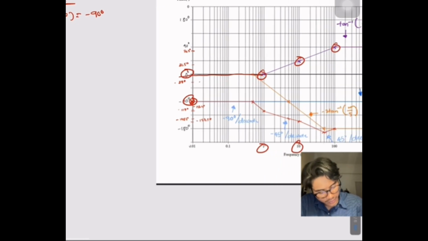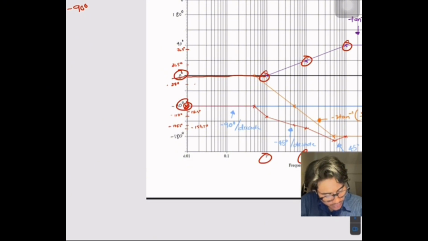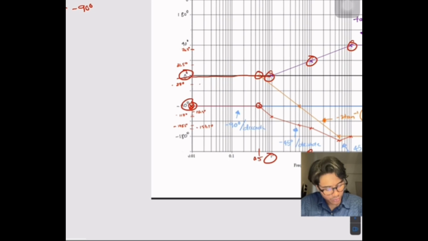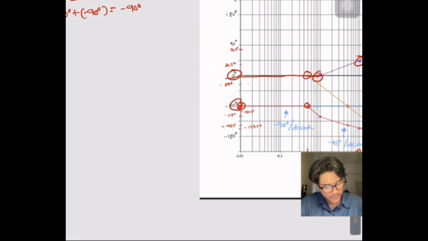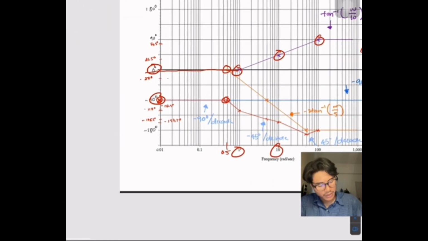After that, we find the other value at this 0.5 radian per second. We have 1, and cut off this, and 0 degree plus negative 90. We get the same negative 90. You can see this point at negative 90.